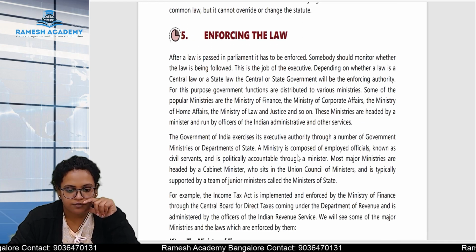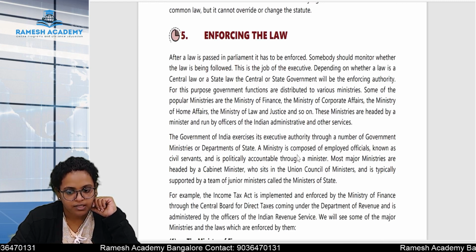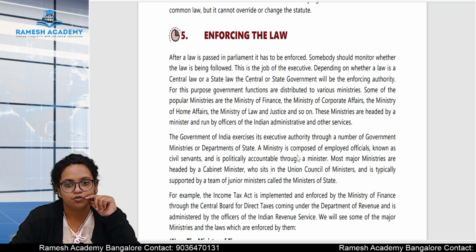Enforcing the law. After a law is passed in the parliament, it has to be enforced. Somebody should monitor whether the law is being followed. Now what is enforcing?